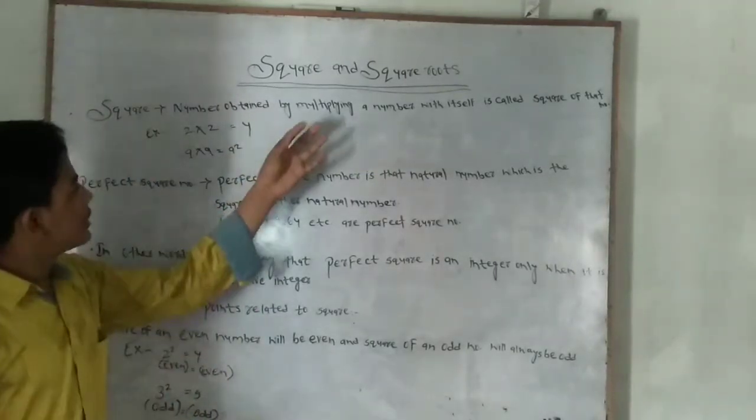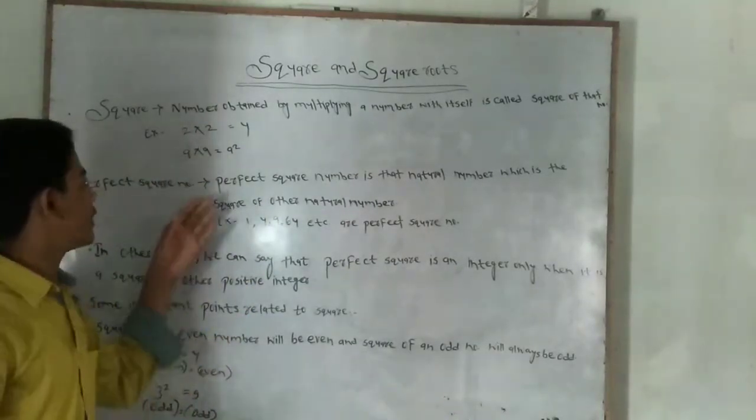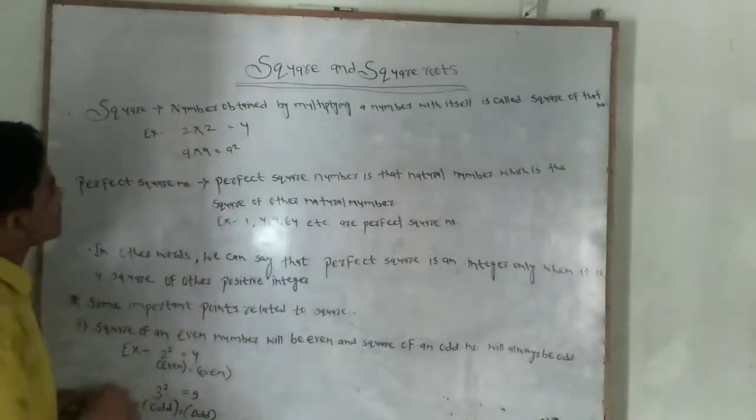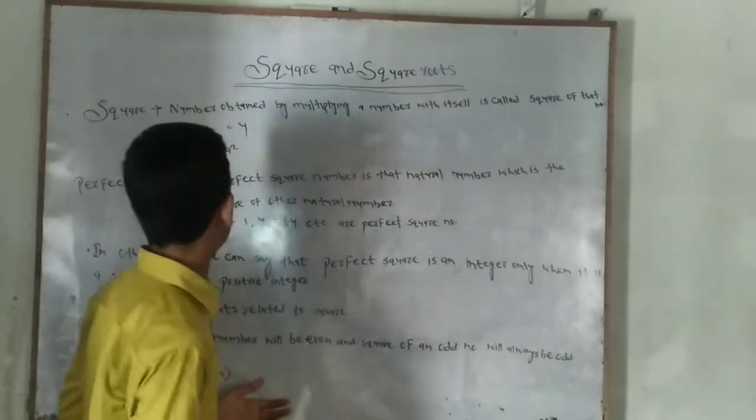So the first point is a square. In this chapter, the starting is also a square. First of all, we have to get an idea of what a square is. A square is the number obtained by multiplying a number by itself, and it is called the square of that number.